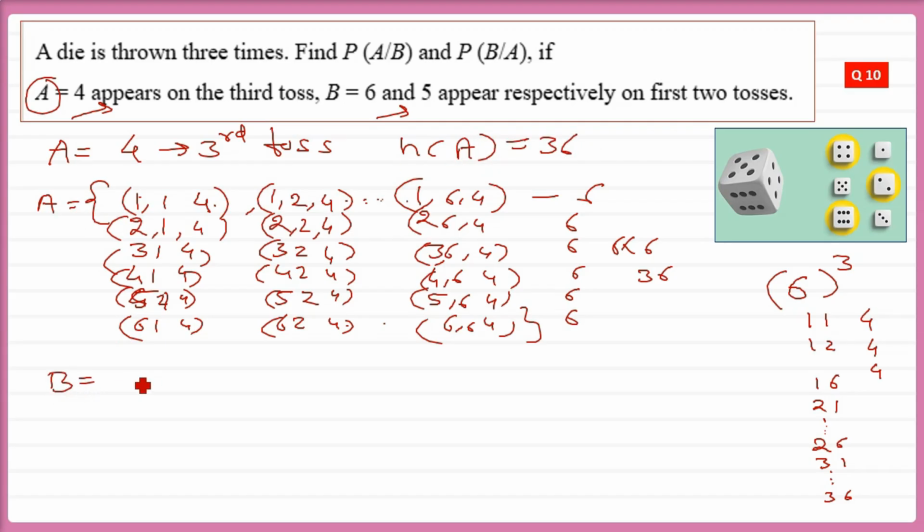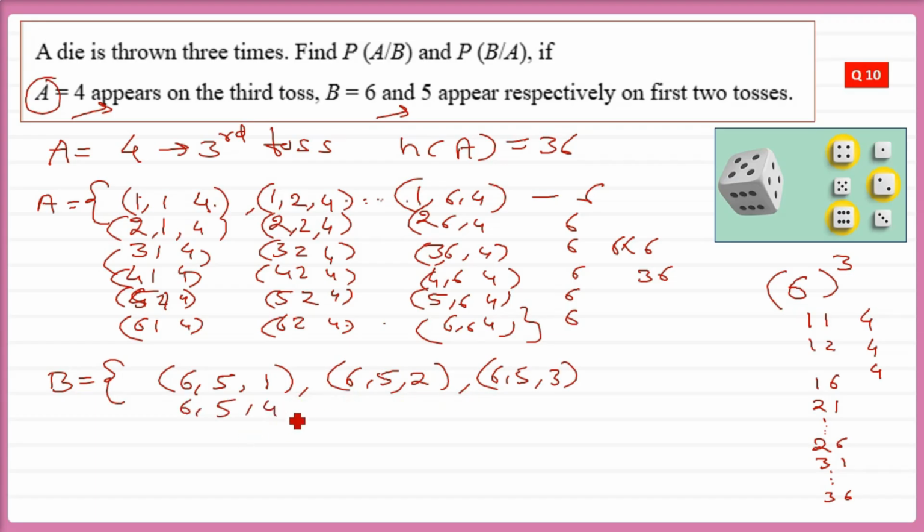Now coming to set B. Set B is easier for us. 6 and 5 appear respectively on the first 2 tosses. So 6 5 you fix, and the third one can be 1, 2 and so on. So 6 5 has to come on the first and second toss. So 6 5 1, 6 5 2, 6 5 3, 6 5 4, 6 5 5 and 6 5 6. These are the only possibilities when 6 and 5 come on the first 2 tosses, and the third can have values 1 to 6. So the number of elements in B is 6.